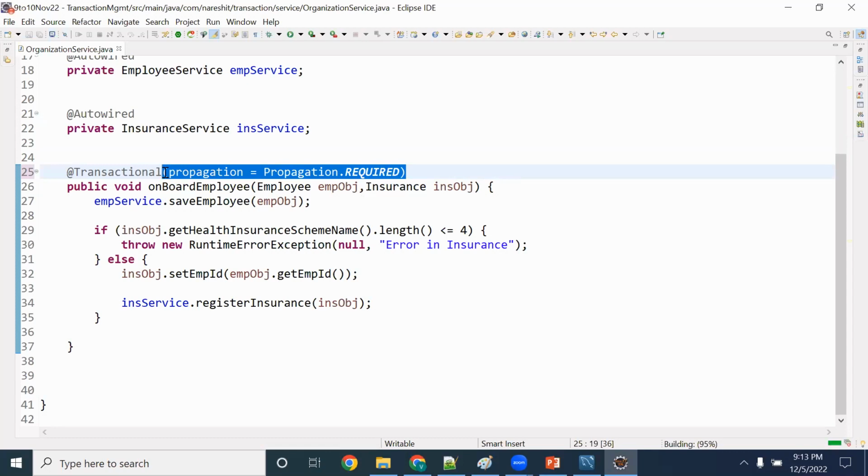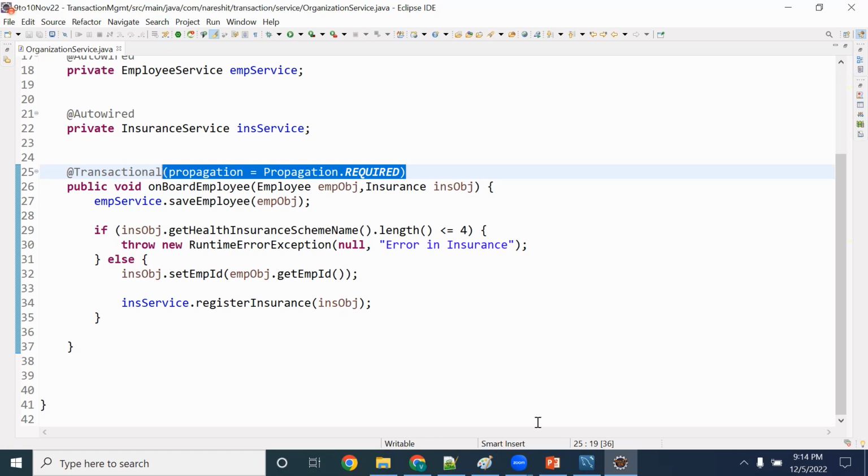Sir, what does Required mean? Required means full commit, full rollback. That means Required will make sure that only one transaction object will be there. Required is going to take care of only one transactional object. Okay, what do you mean by one transaction object?